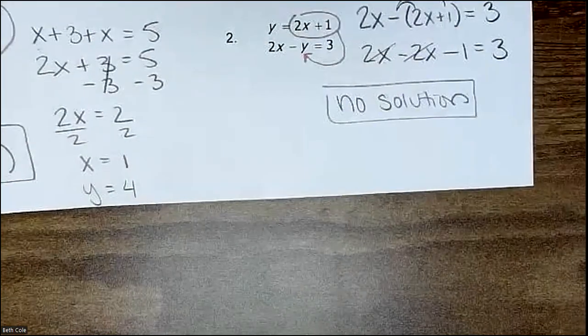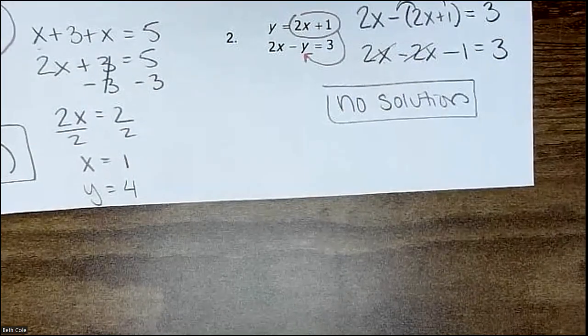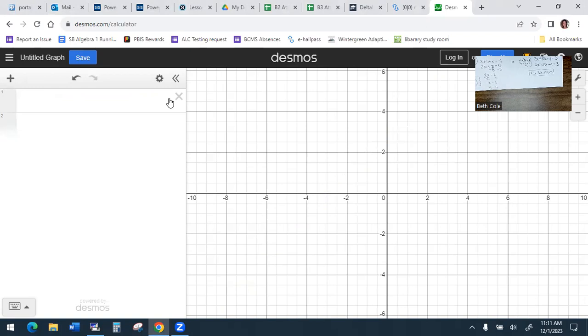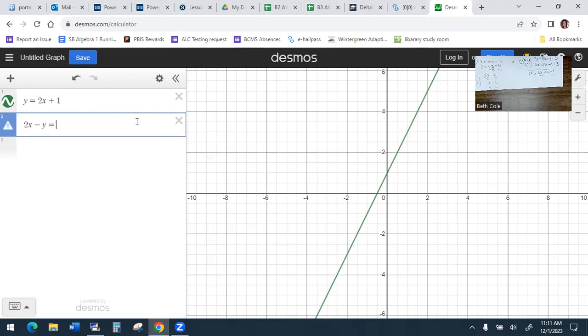And I will show you this one as well. When I graph them, what should it look like for us to check that we're right? Yeah, they should be parallel. Oh my gosh, you guys are so on top of it today. All right, Y equals 2X plus 1. Oh, I typed that whole thing. It wasn't even in there. All right, Y equals 2X plus 1. And then when I do the other one, 2X minus Y equals, what was it, 3? There you go. Boom, parallel.